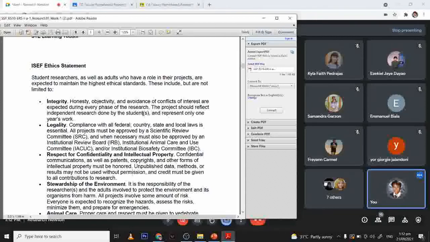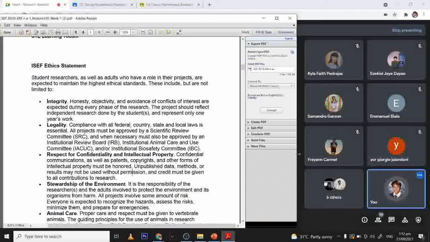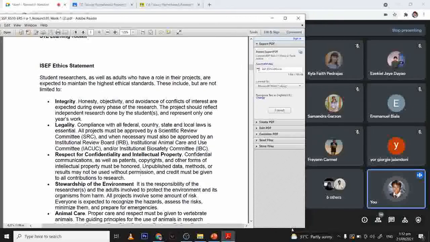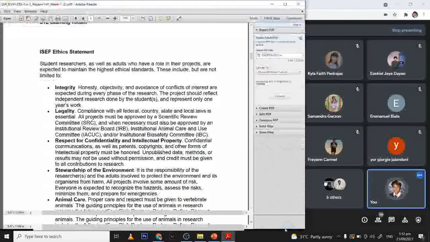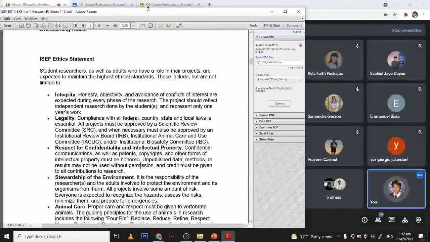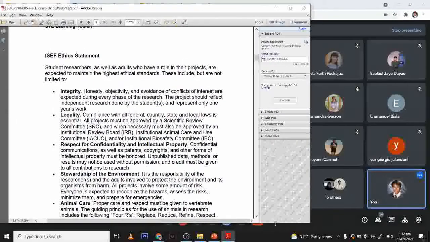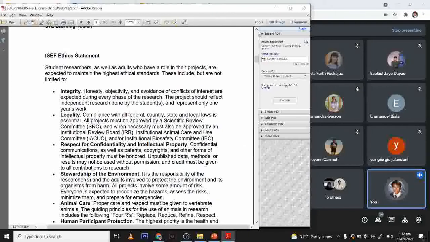When it comes to research, of course, avoidance of conflicts of interest. So, for example, if you submitted a research to one competition and then submitted it again to another, that is not allowed. So it should only be one, and represent only 1 year's work. Independent research done by the students. General rule, 80% of the research must be done by you. If a lab technician does it all, that is not allowed.